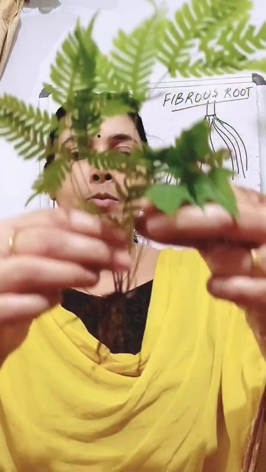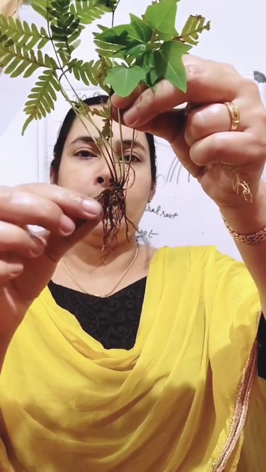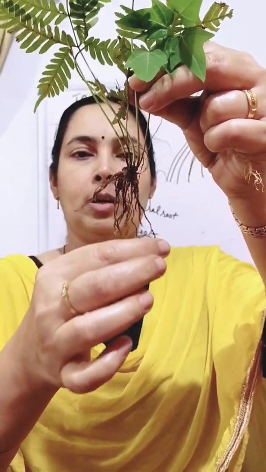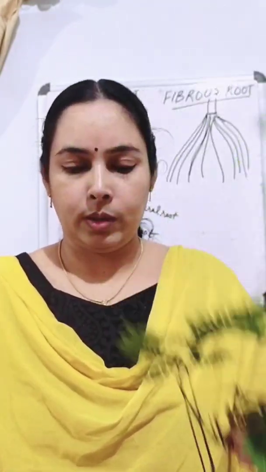Then what about this plant? You can see so many roots arise from the base of the plant. No thick root in the middle. So this is a fibrous root. Okay, so you understand now fibrous root and taproot.